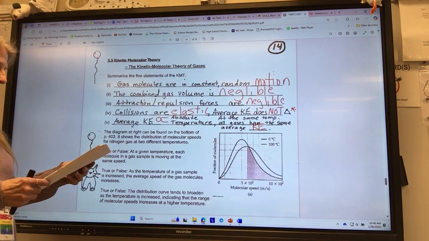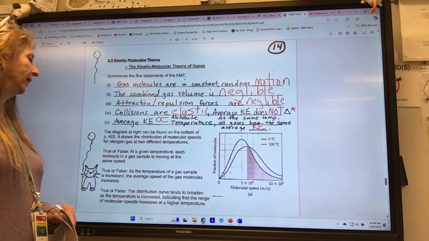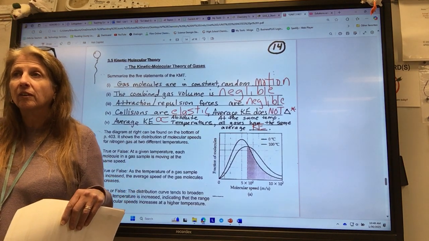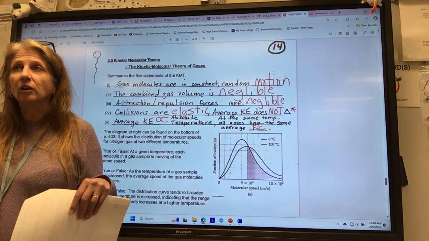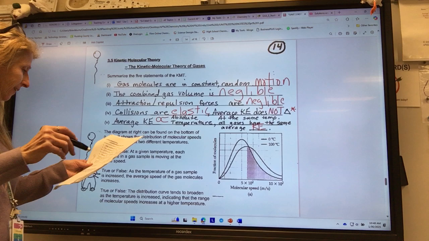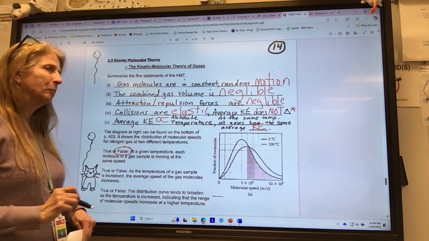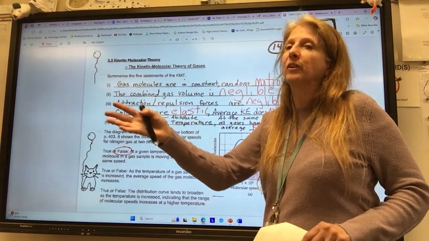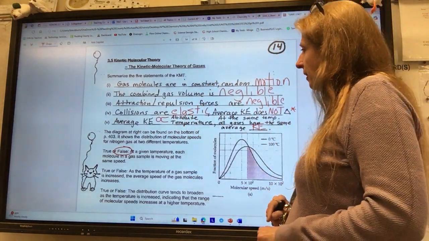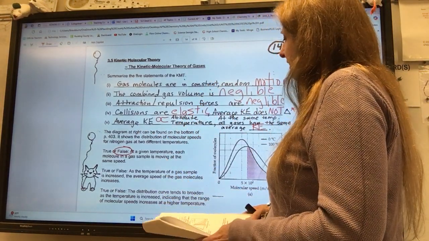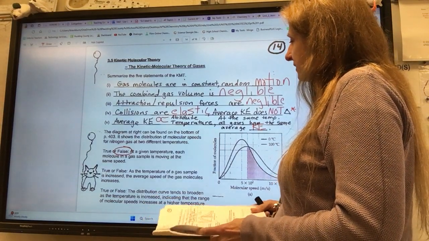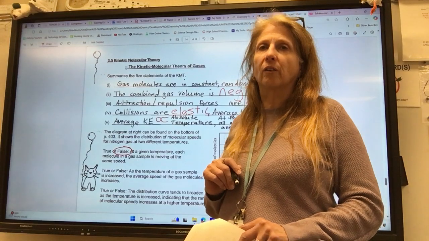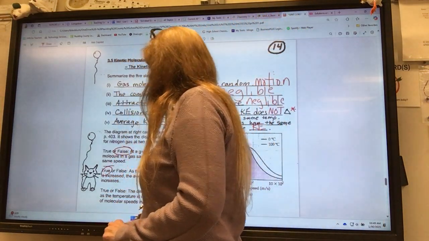True or false? At a given temperature, each molecule in a gas sample is moving at the exact same speed. True or false? I just told y'all. It's false. Remember, some are going fast, some are going slow, but the average is the same. Okay? True or false? As the temperature of the gas sample increases, the average speed of the gas molecules increases. True, yes, that's exactly what I told you.